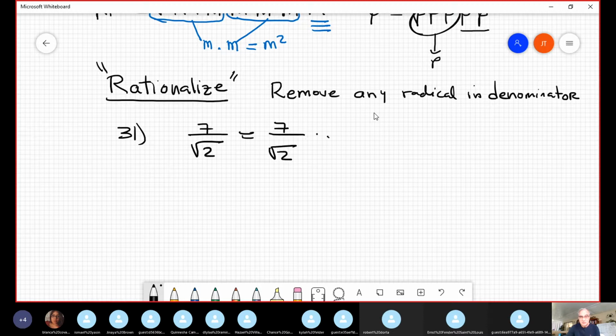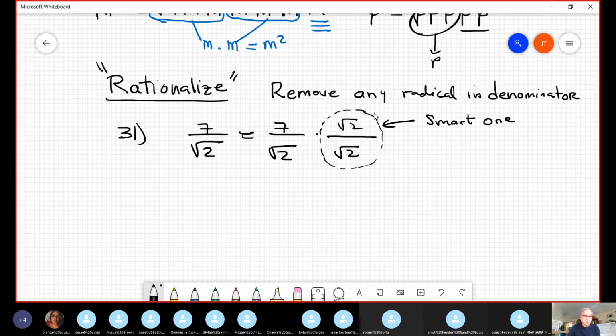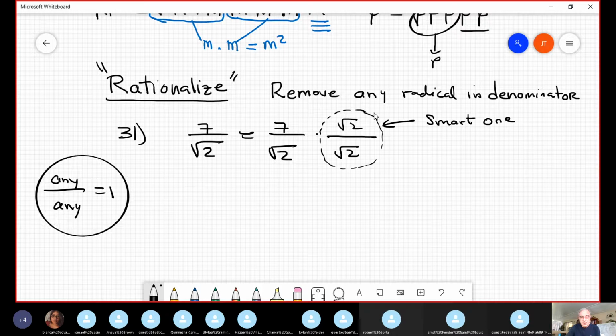To do this job, it's easy. You multiply top and bottom by a smart one. This is a smart one, and it is radical 2, no? You know that if you divide any expression or number by itself, it is 1, no? This smart one helps me to simplify, because we have 7 radical 2 times radical 2 over radical 2.